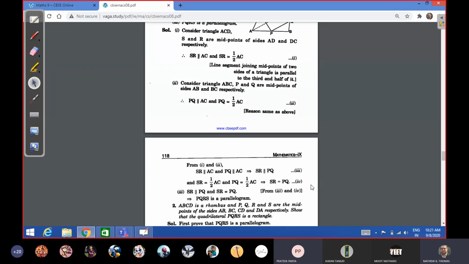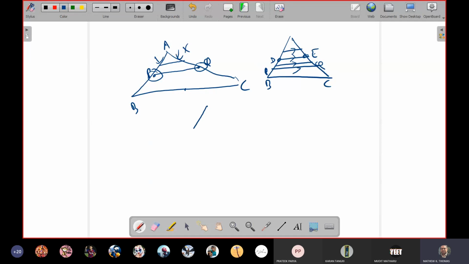Sir, in the first part, the statement that is given is: line segment joining midpoints of two sides of a triangle is parallel to the third and half of it. That is, they are saying that it is half of the third side. Yes, half of the third side. Line joining midpoint of any two sides.